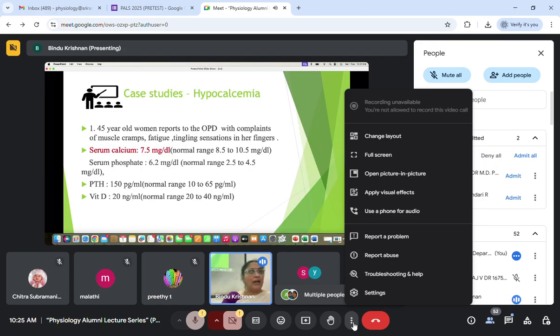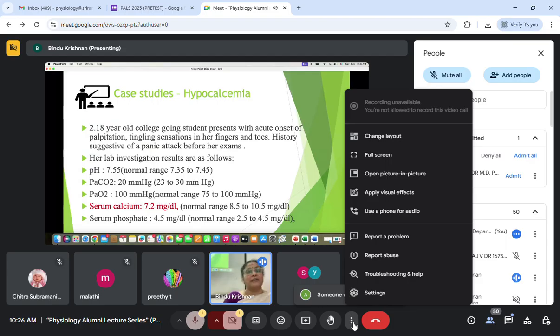So now I have two case scenarios. We will go about the different hormones by trying to understand the case scenarios, right? So you have a 45-year-old woman who reports with complaints of muscle cramps, fatigue, and a tingling sensation in her fingers. So I've given the normal range. You can see that the serum calcium level is low. The other thing is the PTH level is high and vitamin D is more towards the lower side.